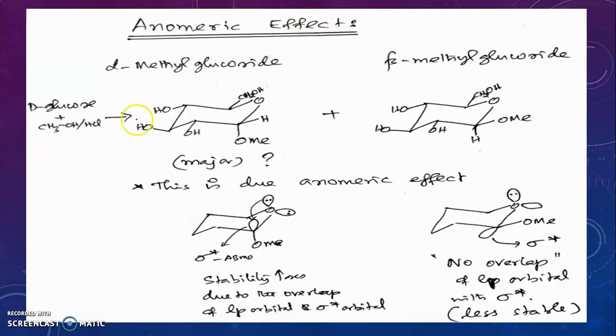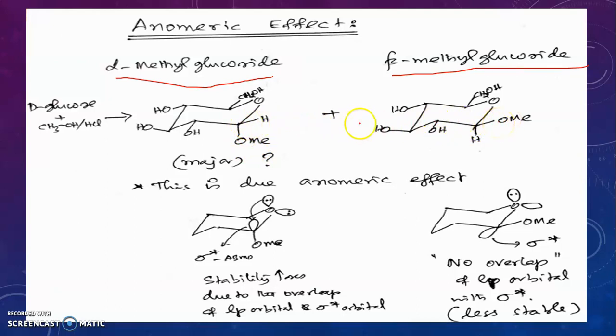This is very, very important in carbohydrate stereochemistry. See, if you take alpha methyl glucoside and beta methyl glucoside, say this is alpha methyl glucoside. Listen, you take D glucose and react it with methanol in the presence of dry HCl. The methanol will react with the OH group of carbon number 1, and the OH becomes a methoxy group. So now this methoxy group is in axial position and this methoxy group is in equatorial position.